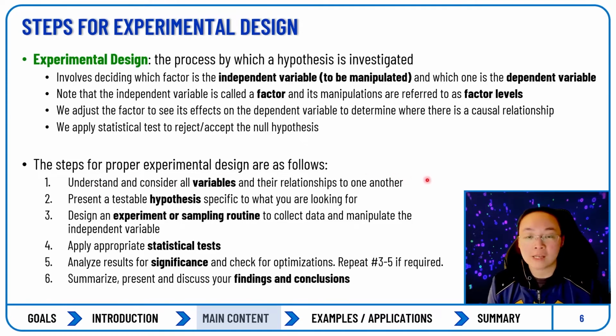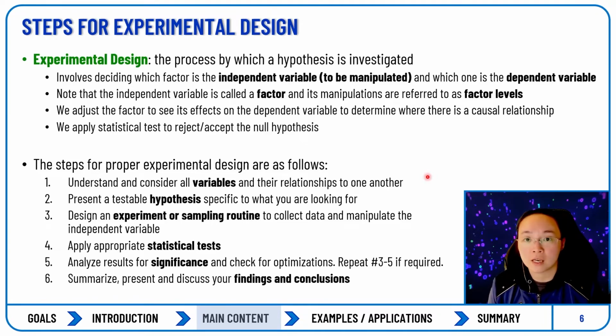The first step, as I explained in the previous chapter, we should probably understand what we're looking for. So that means we should be able to understand and consider all the variables that will affect the experiment and consider whether they're related or not. Then we're going to see if we can present a testable hypothesis specific to what we're looking for. So as in, we predict that this is going to happen.